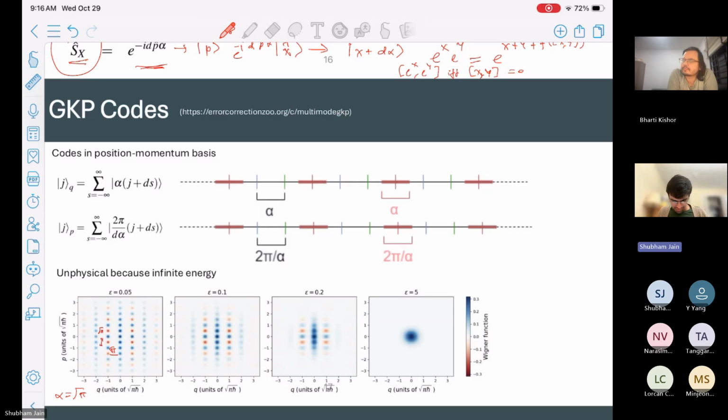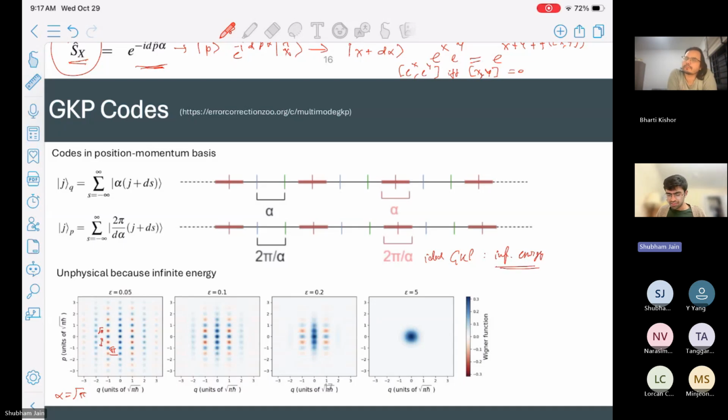One other thing to mention here is that these GKP codes, the ideal GKP codes, have infinite energy, because they are superpositions of states which have infinite momentum, or all momentum from minus infinity to infinity, formally. Then they are formally infinite energy states and they're not practical.